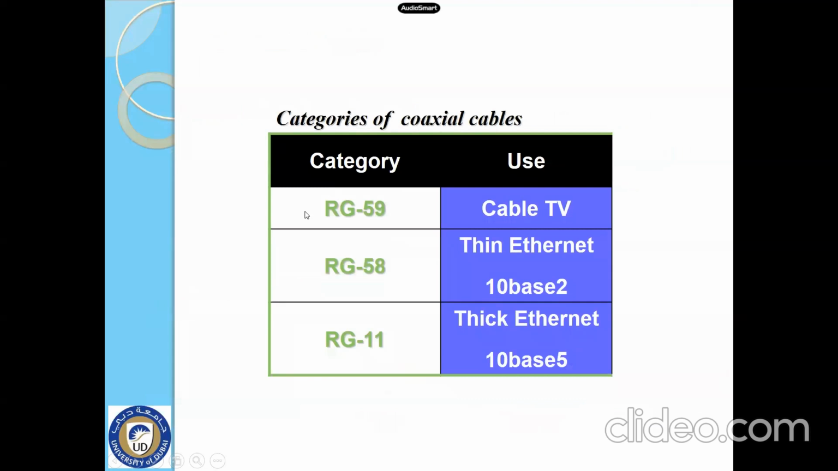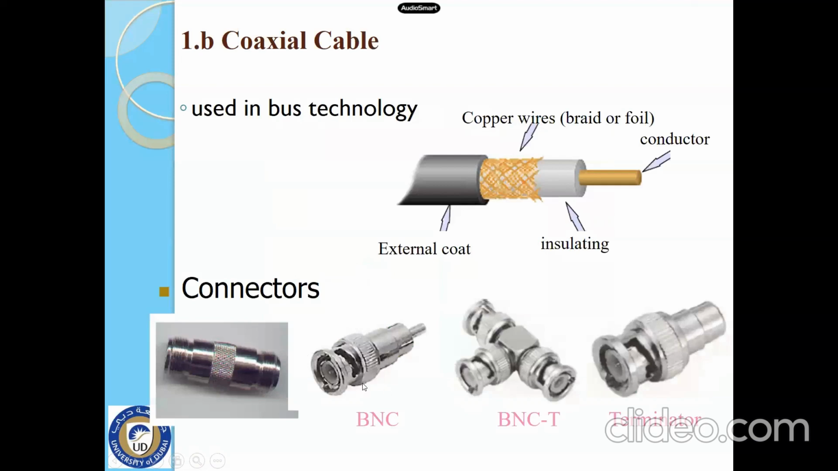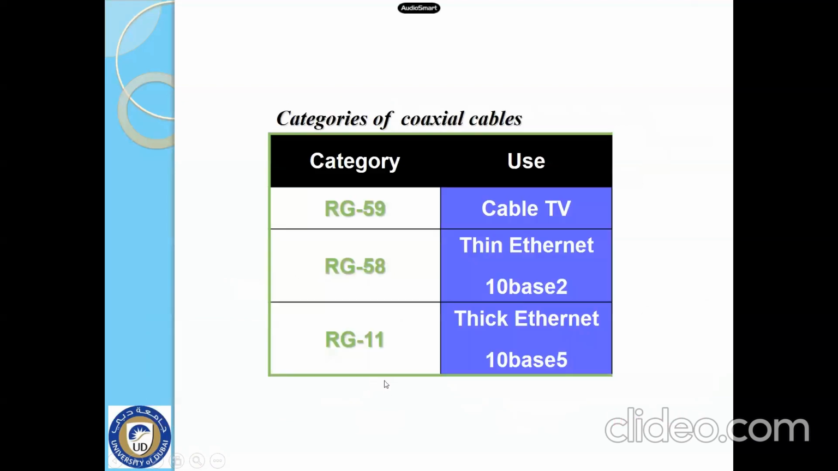Now there are many categories for this coaxial cable. So there's the RG59, that's the cable TV. Now RG58, that's a thin Ethernet, thin base 2, and RG11, that's a thick Ethernet. In some applications, for example in the United States, I connected my house through this one. They did not have the Ethernet cable there, but they had this one. So I plugged the router into the wall, and it had something like this. So it was a coaxial cable, and it gives internet. So these are the applications for this one.